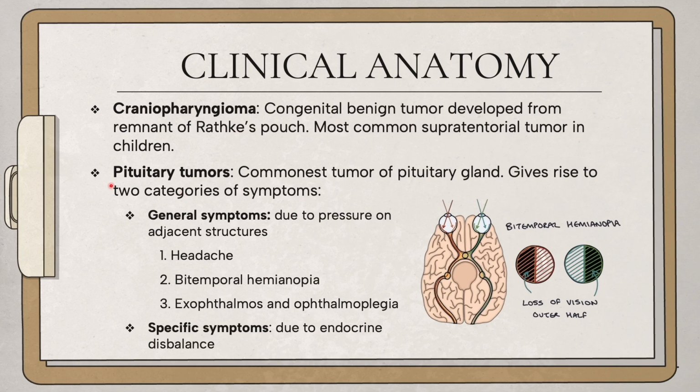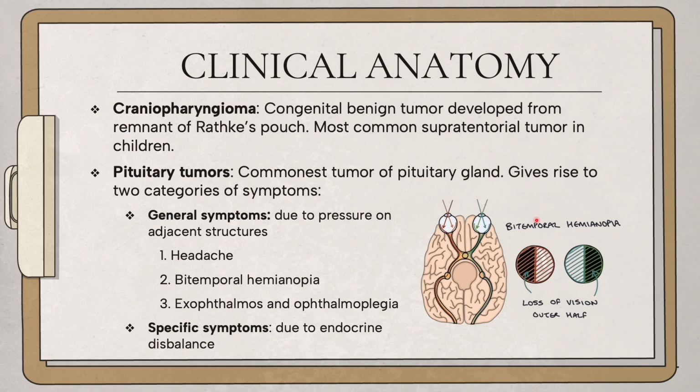The next is pituitary tumor. These are the most common tumors of the pituitary gland. They can present with either general or specific symptoms. The general symptoms arise due to the effect of pressure on the adjacent structures. Headache: the enlargement of the gland causes stretching of the dura mater, leading to headache.